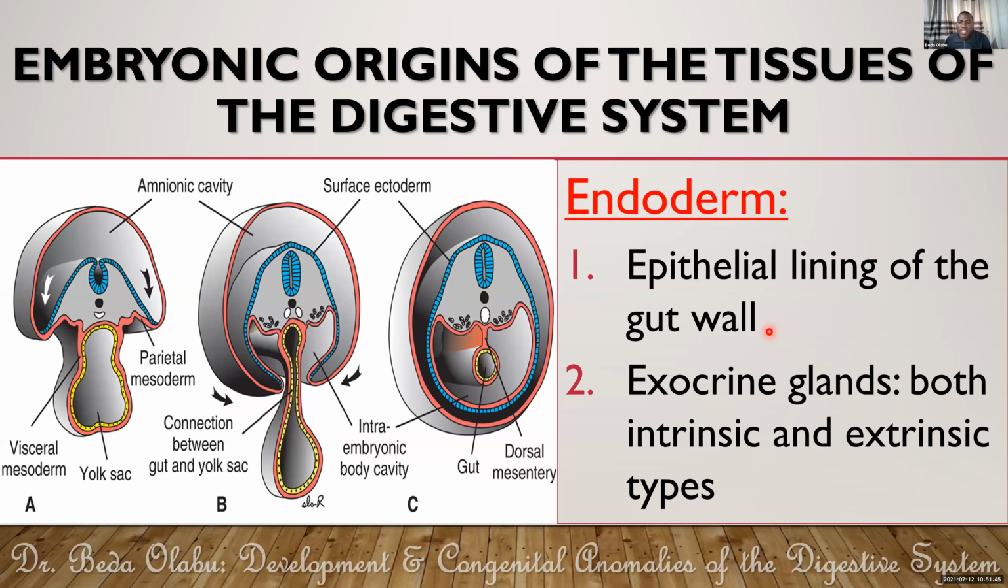Endoderm also gives us the exocrine glands of the digestive system. These glands can either be intrinsic or extrinsic, as we talked about them last 2 weeks or so. Whether they are intrinsic or extrinsic, the exocrine glands, exocrine organs of the digestive system arise from endoderm. They grow from endoderm as a diverticulum from the lumen. And that's why they still retain their duct into the lumen.